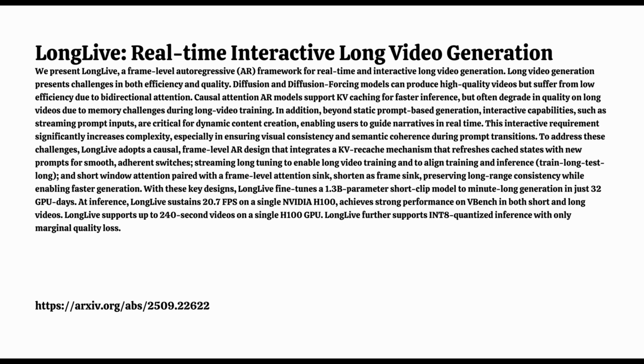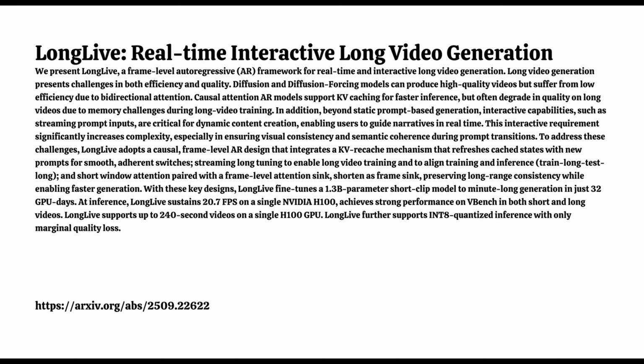Exactly. So then you have the other side. Models using causal attention, specifically autoregressive or AR models. These can use KV caching, so in theory, they should be much faster. But they have their own problems. They do. The big one is quality degradation, especially over longer durations. Things start to drift, the video loses consistency. This often happens because of how they're trained, the train short test long issue. They learn on short clips, but then during inference, they have to generate much longer sequences. Small errors that creep in just build up and accumulate over time.